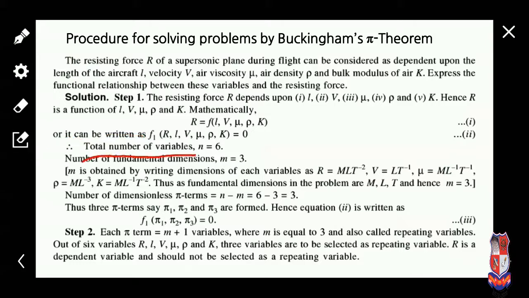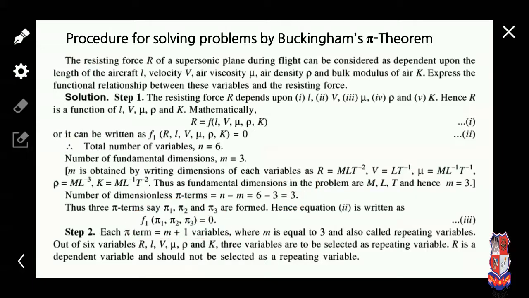Now the total number of variables: we have 6 variables, so n is 6. The number of fundamental dimensions we have is M, L, T, so it is 3. The number of fundamental dimensions is denoted by m, so m is 3. Now we have to decide the number of Pi terms, which is given by n minus m. N is the number of variables, 6, and m is 3, so 6 minus 3 is equal to 3. So we have to take 3 Pi terms to solve this problem.